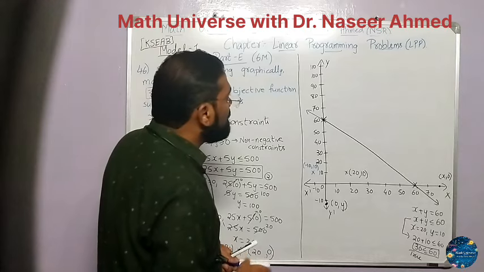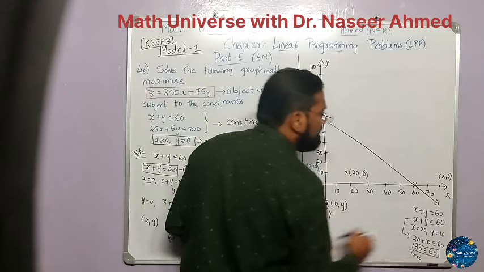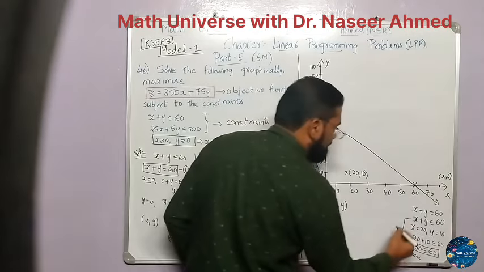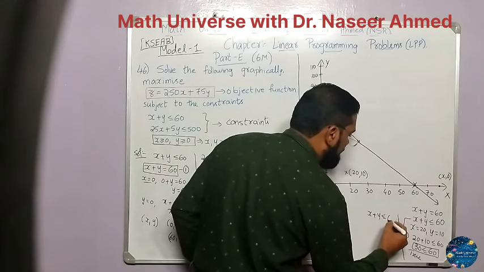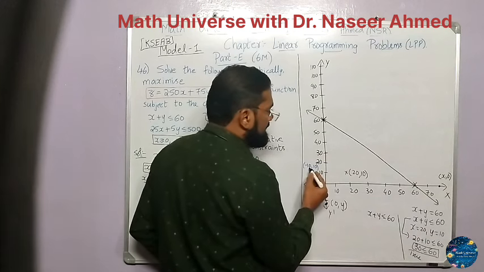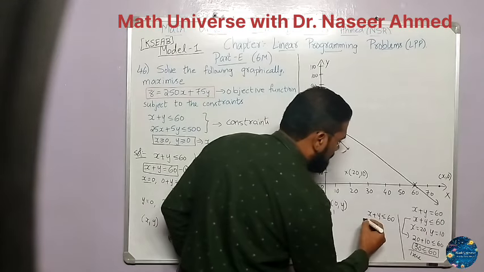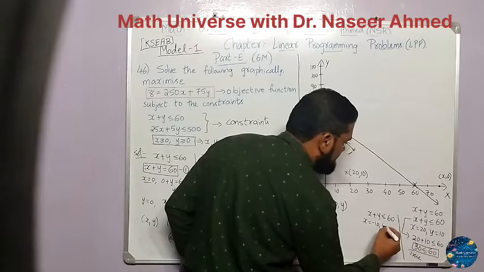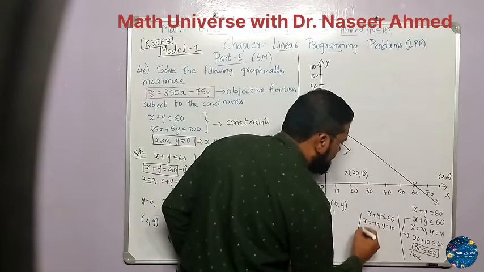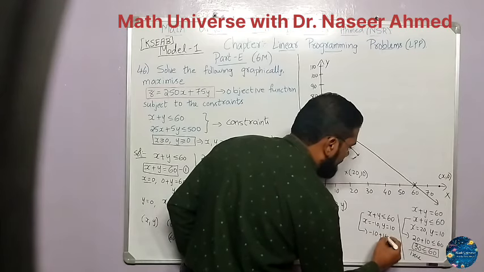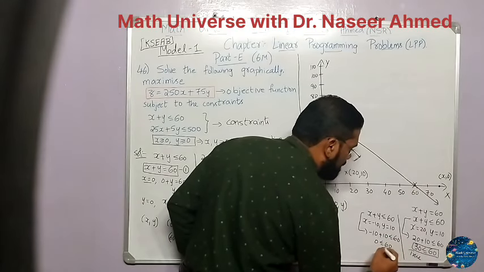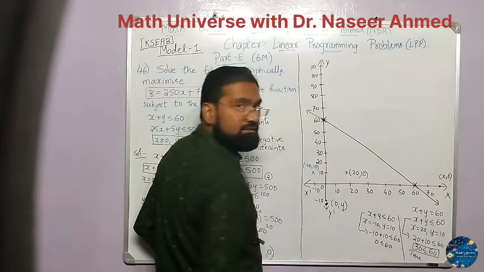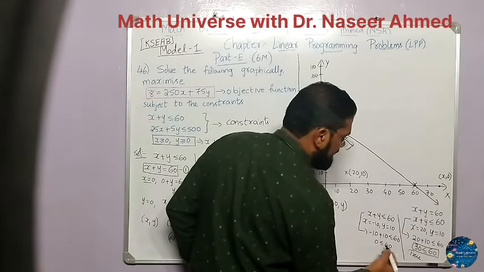So let us try to put this value in this inequality and check whether it is satisfying or not. If I take x plus y less than or equal to 60, x is minus 10 and y is 10. So what will you get? Minus 10 plus 10 less than or equal to 60, so 0 less than or equal to 60. True or false? 0 is surely less than 60, though not equal to 60, so one of the conditions is satisfied. So it is true.